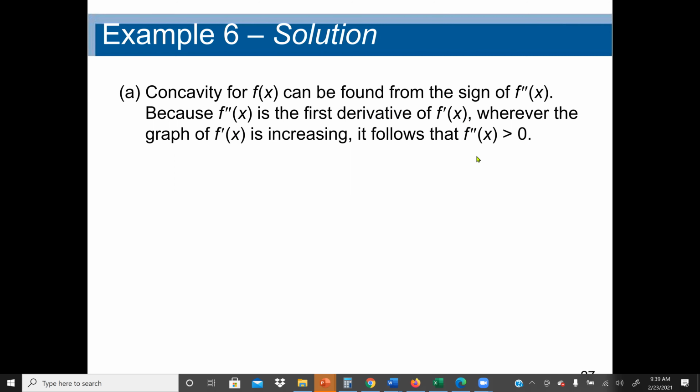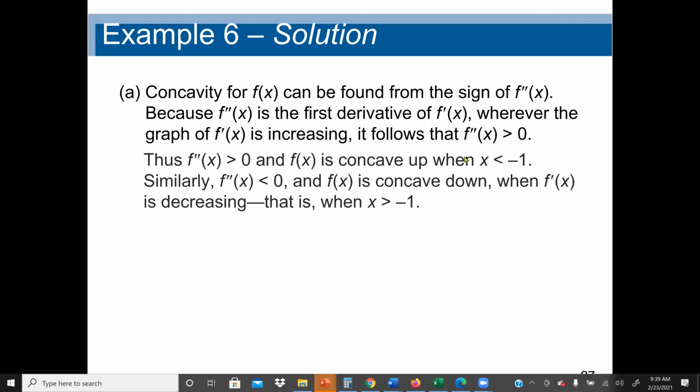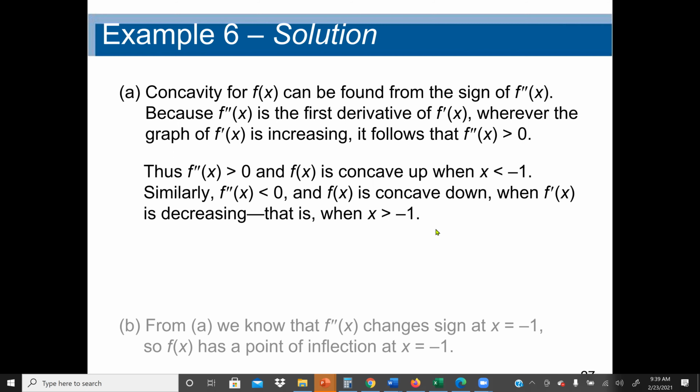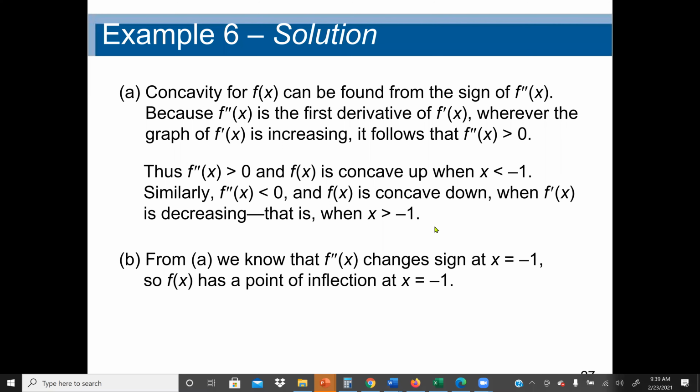So we find the second derivative of the function. If it's greater than 0, then we say again it's concave up. If it's less than 0, we say it's concave down. So I'll wait a few seconds to see if it's okay, the first section. You see that here we solve this problem very quickly.